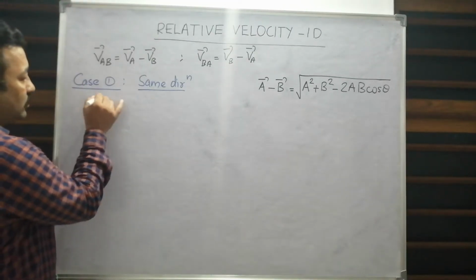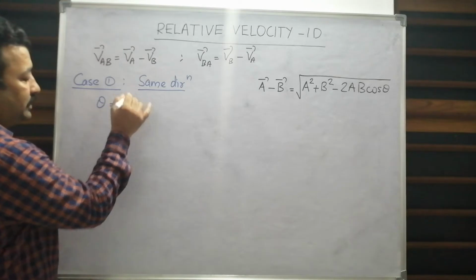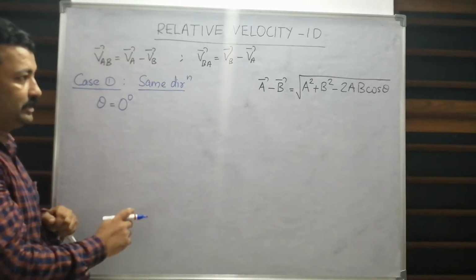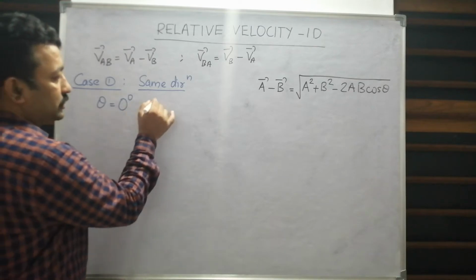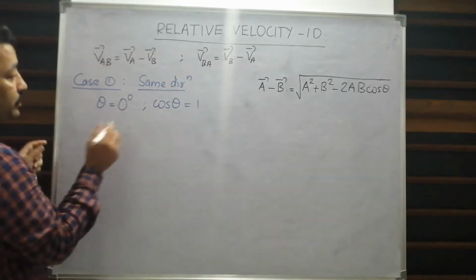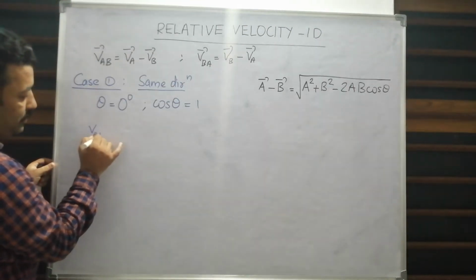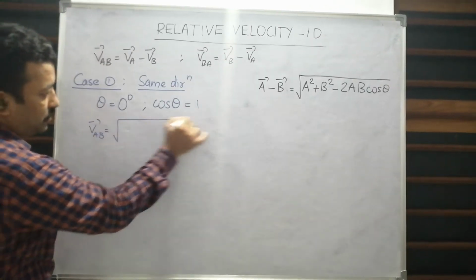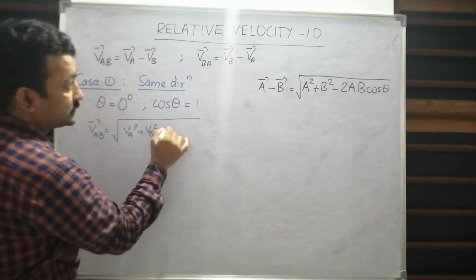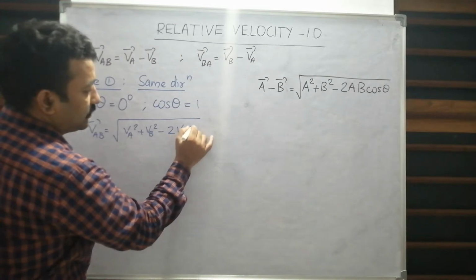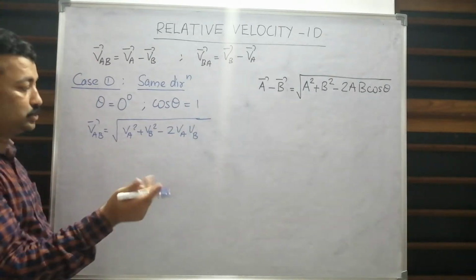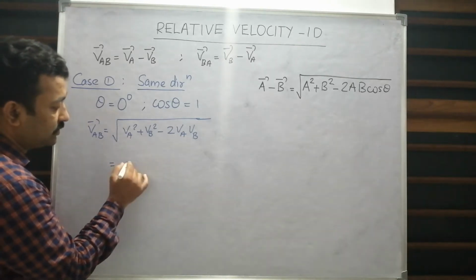In all that, theta is equal to 0 because A and B are in the same direction. So theta equal to 0 indicates what? Cos theta is 1. Substituting into that, our VAB will become the root of VA square plus VB square minus 2 VA VB, since cos theta is 1. This is A square plus B square minus 2AB, that is nothing but A minus B.